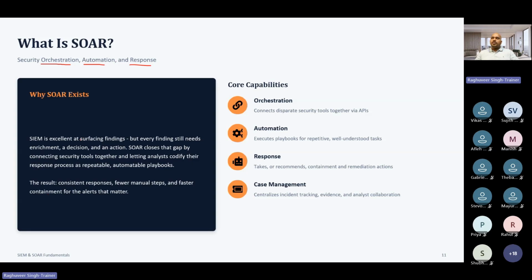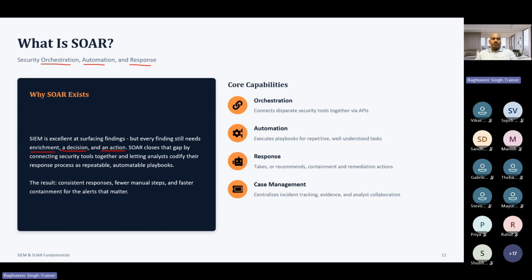So it says SIEM is excellent at surfacing findings. SIEM can do the findings. It can identify incidents. It can identify malicious behavior. It can identify deviations. But every finding would need enrichment. Enrichment basically means additional information. It would need a decision to be made and an action against that decision. For example, let's say you receive an alert or you receive a log for a phishing attempt.